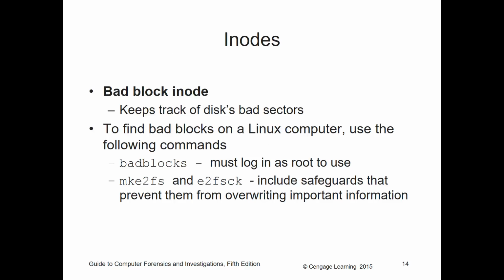We have bad block inodes as well. This keeps track of the bad sectors. In Windows, we call them bad sectors. In Linux, we call them bad block inodes. So to find the bad blocks, we can always use some type of file scan or bad block scan, or make a MKE2 file scan, or some other type of safeguard that basically writes that those are bad blocks and we stop using them.